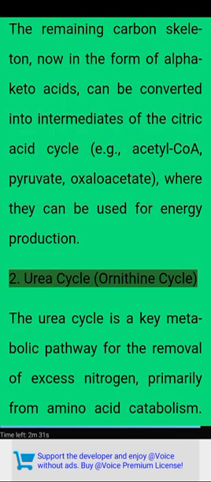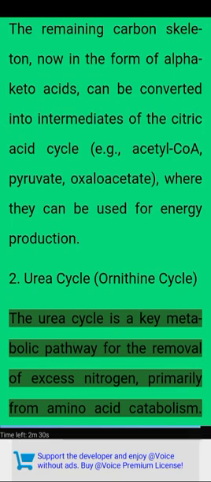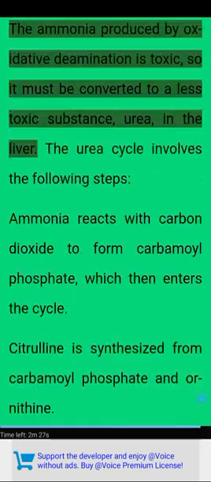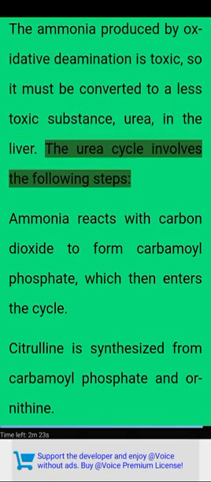2. Urea cycle, ornithine cycle. The urea cycle is a key metabolic pathway for the removal of excess nitrogen, primarily from amino acid catabolism. The ammonia produced by oxidative deamination is toxic, so it must be converted to a less toxic substance, urea, in the liver. The urea cycle involves the following steps.